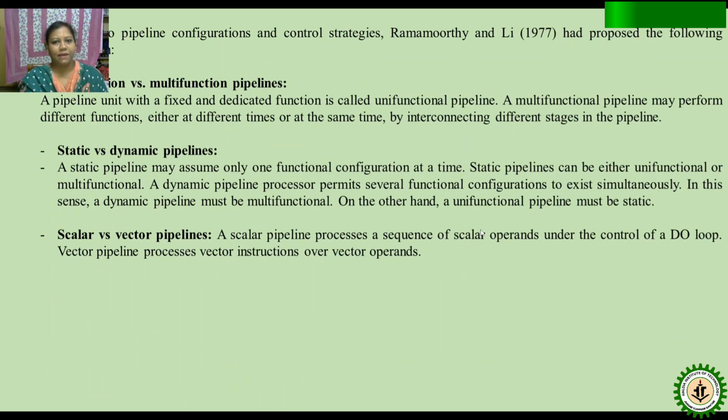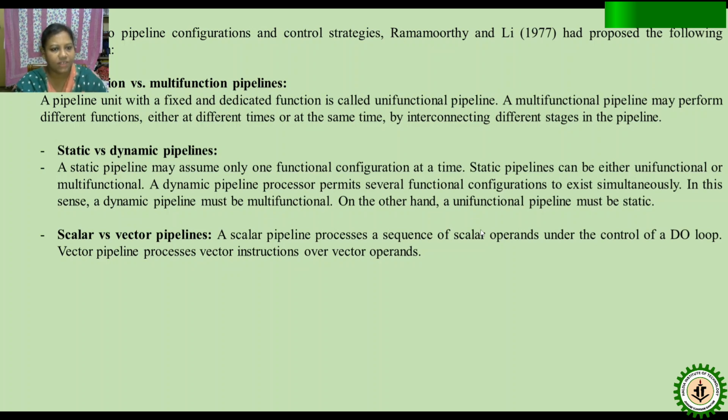According to the pipeline configuration and control strategy, Ramamoorthy and Li in 1977 also proposed another classification: unifunction or multifunction pipeline, static and dynamic pipeline, and scalar or vector pipeline. By definition, as the names suggest, a pipeline unit with a fixed and dedicated function is unifunctional, with only one function. A multifunction pipeline may perform different functions, either at different times or at the same time, by interconnecting the different stages. In multifunction pipelines, the stages are internally connected.